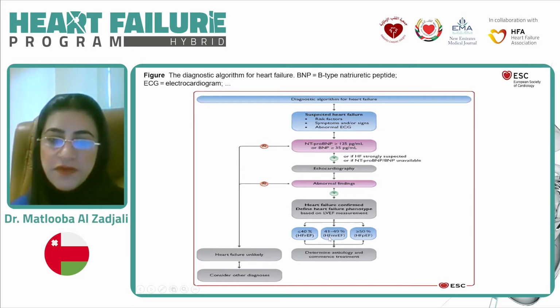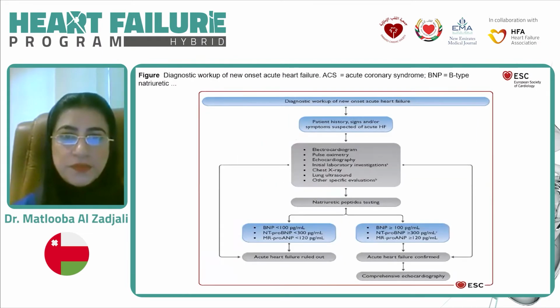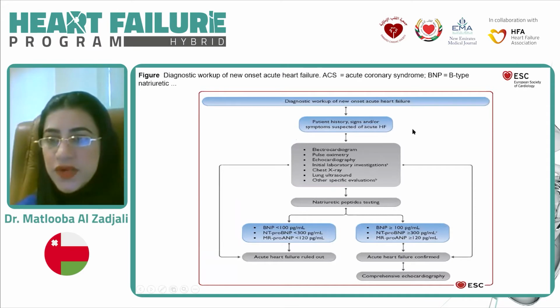Either it is HFrEF, HFmrEF, or HFpEF. Then you have to determine the etiology of chronic heart failure and commence the treatment. If, for example, the NT-proBNP or the BNP is below the cut point level as per the guideline recommendation, then heart failure is unlikely, and you need to consider other diagnoses for the patient's symptoms and signs of suspected heart failure. Whereas for the acute onset of heart failure, here the story is quite different.